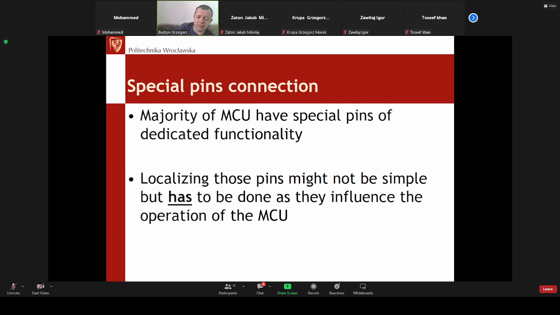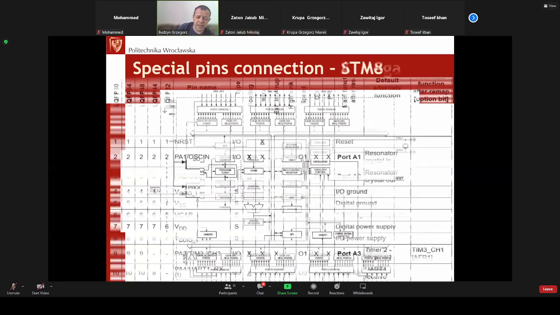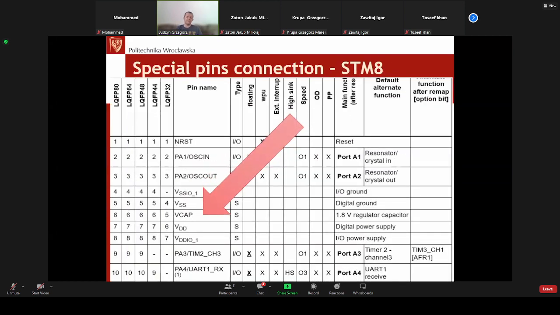The problem is that localizing this pin is sometimes pretty difficult. Take a look. We've got this pin, for example, which needs to be connected appropriately, otherwise the microcontroller won't work. Then another example, VCAP, in one of the STM8, if I'm not mistaken, microcontrollers. Again, it's not stated clearly that something needs to be connected to this pin. Okay, it's written somewhere that it needs to be connected, but then, who cares?